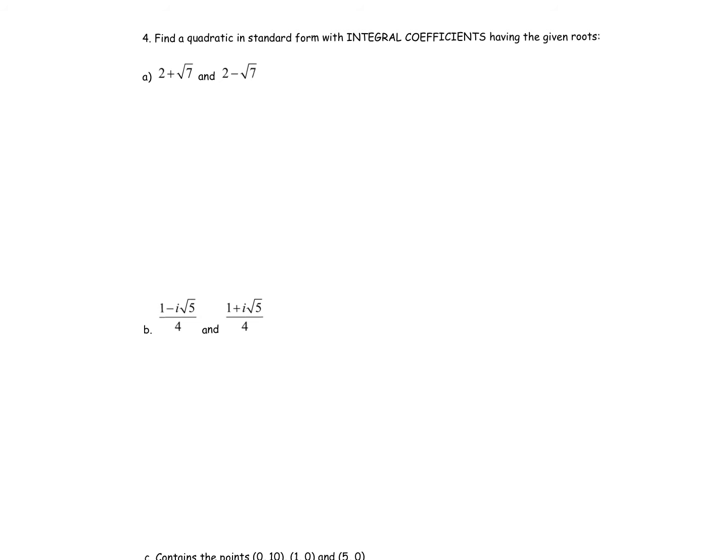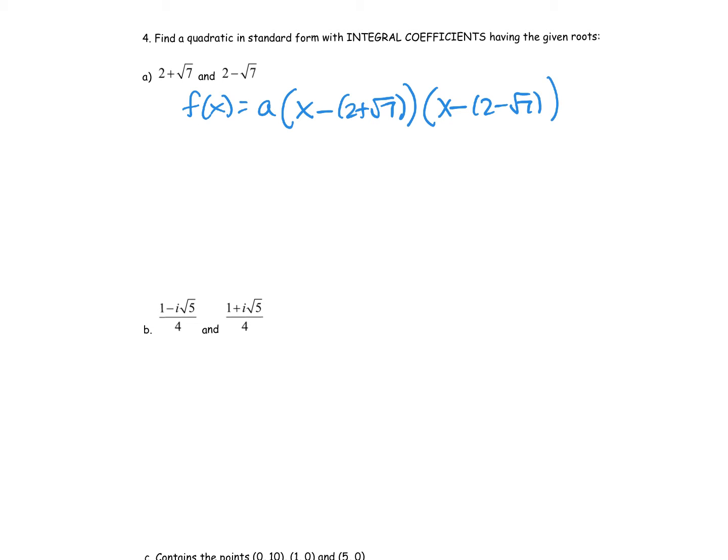Okay, so let's look at part A here. So here are the two roots. So here's how you always want to begin. If you're given the two roots, we're starting with a quadratic in root form. So f of x equals a. I want you to put that a. Don't assume the leading coefficient is 1. And then if something's a root, x minus that is a factor. So if 2 plus root 7 is a root, x minus 2 plus root 7 must be a factor. Same with x minus 2 minus root 7.